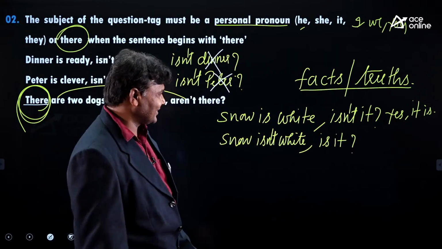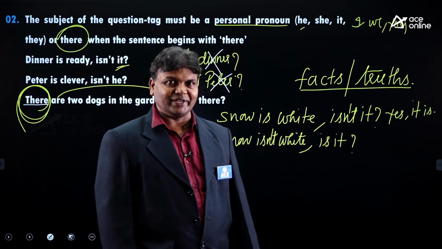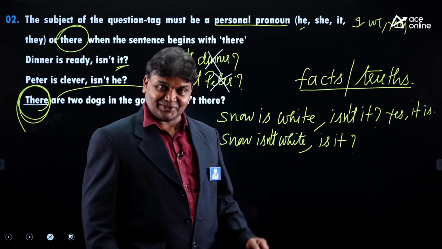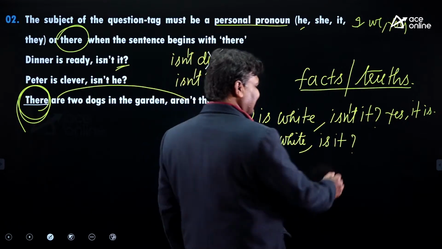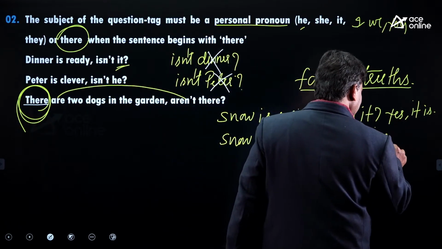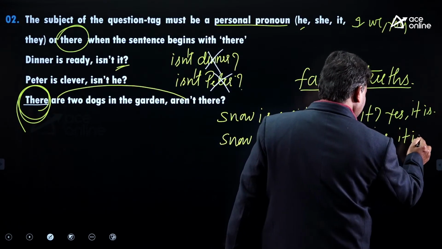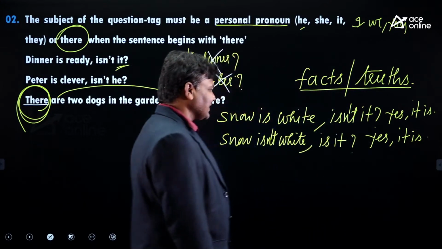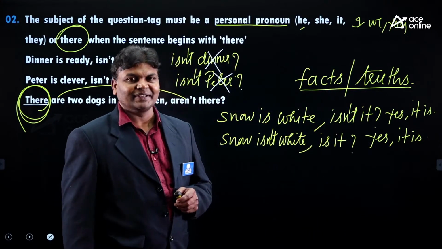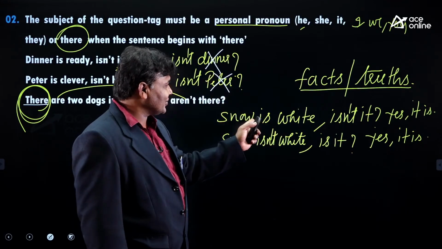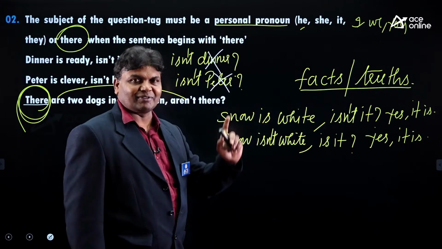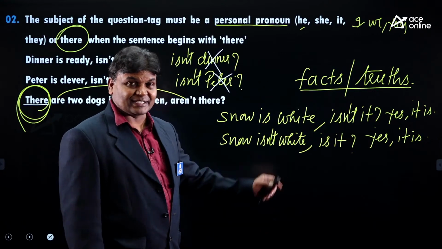No, it isn't. Who said snow is not white? Is snow of another color? The fact is, yes, it is. Snow isn't white, is it? Yes, it is. Here it is changing, students. Earlier, positive, positive, negative, your answer would be negative, but here it is a fact.